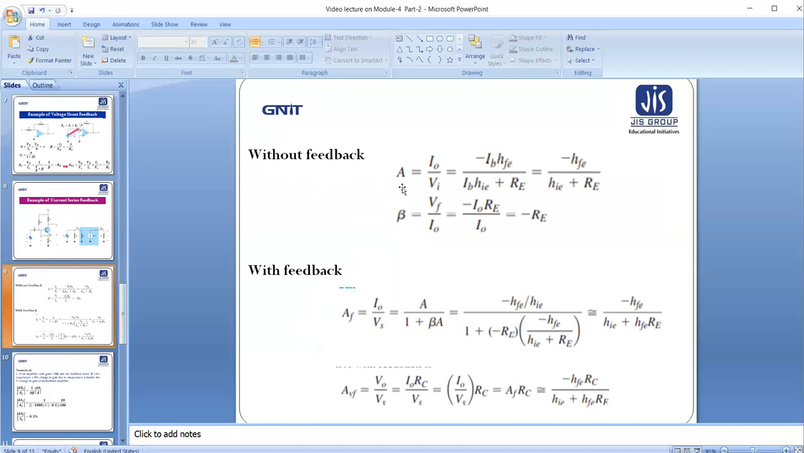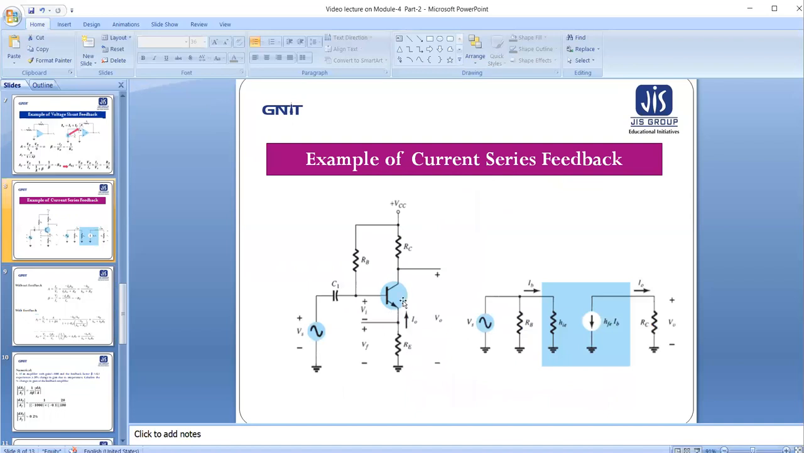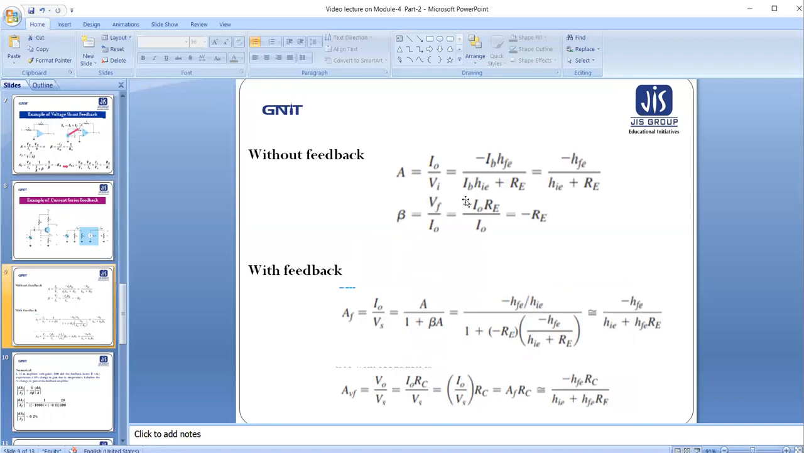The gain is current by VI because it is a current series, so the output will be the current. So I naught by VI equals minus IB into HFE, because I naught means this current. This current is HFE IB, minus HFE IB, and then IB into HIE plus RE.